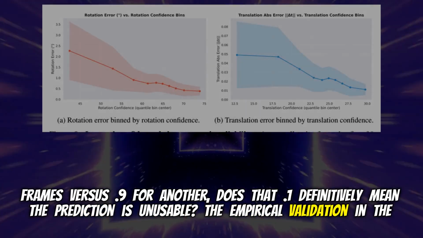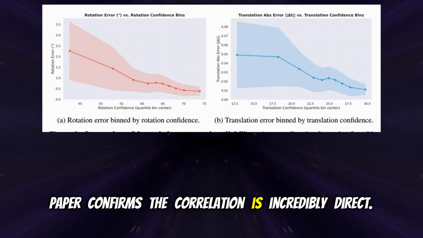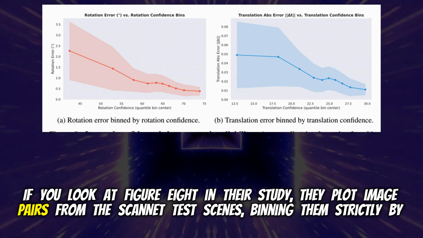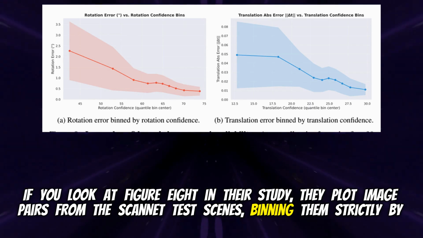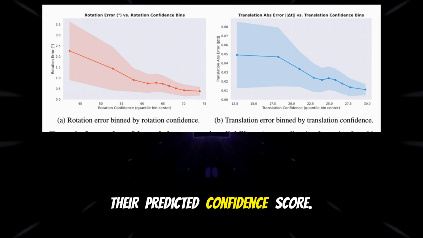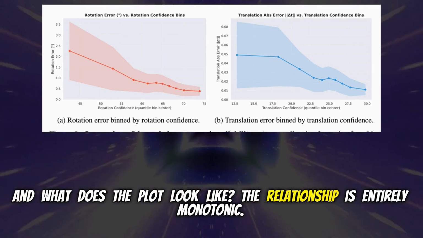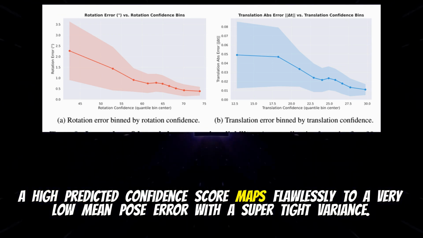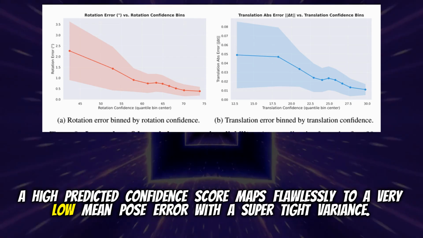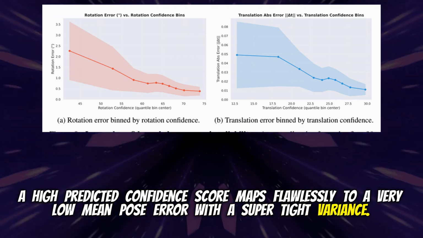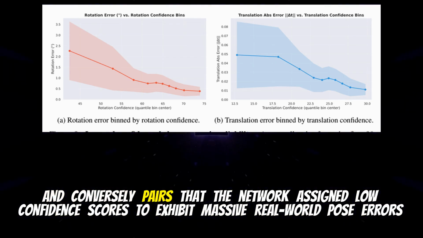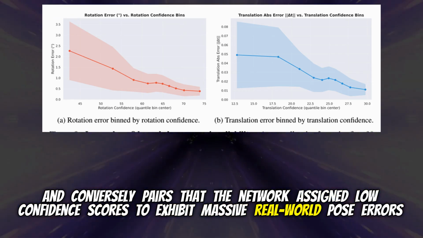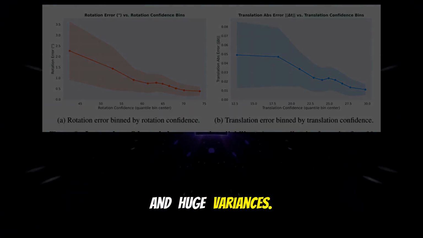The empirical validation in the paper confirms the correlation is incredibly direct. If you look at Figure 8 in their study, they plot image pairs from the ScanNet test scenes, binning them strictly by their predicted confidence scores. And what does the plot look like? The relationship is entirely monotonic. A high predicted confidence score maps flawlessly to a very low mean pose error with a super tight variance. Wow. And conversely, pairs that the network assigned low confidence scores to exhibit massive real-world pose errors and huge variances.